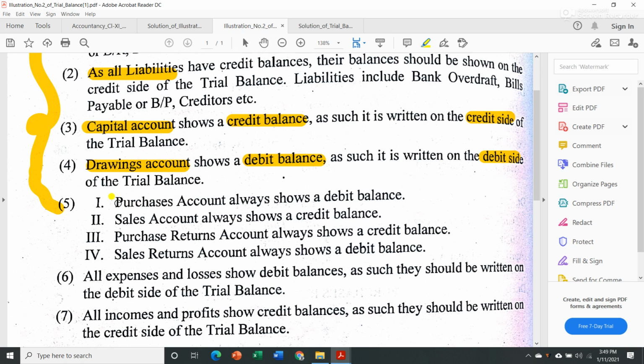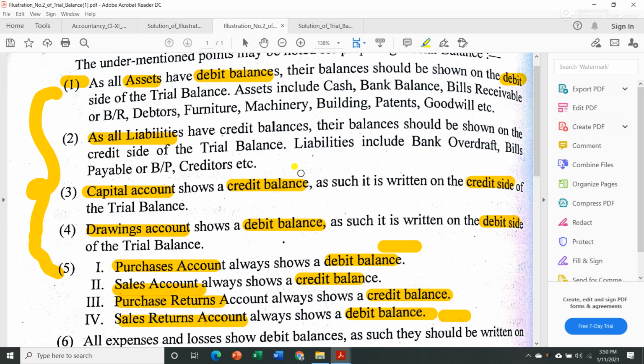Then next we have purchases account, sales account, purchase returns account, and sales return account, like four of the subsidiary books. So purchases account and sales return account will show a debit balance all the time. Then sales account and purchase return account will show a credit balance. So purchases account and sales return account will be recorded on the debit side of the trial balance, while sales account and purchase return account will be recorded on the credit side.